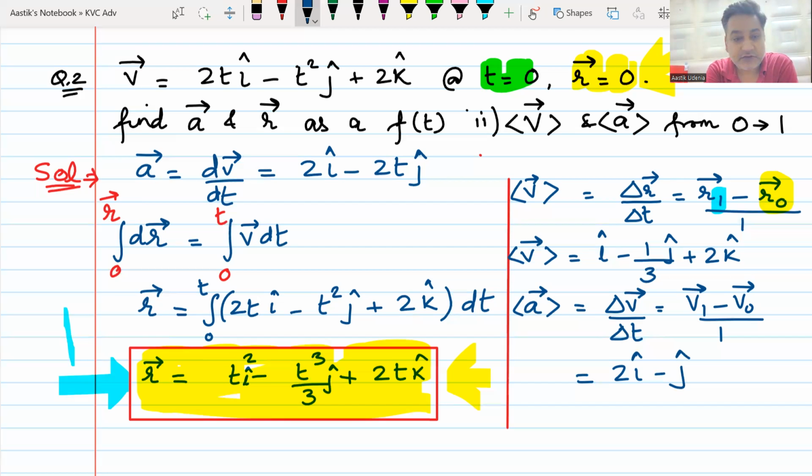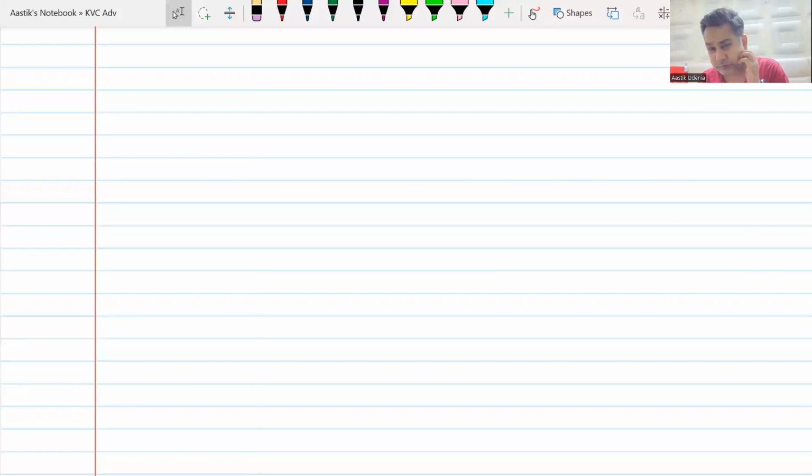How do I find out speed, or how do I find out the distance traveled? To find out speed, just find out the magnitude of velocity. How do I find the distance traveled from there? Now remember, to find out the distance traveled, there's only one way that you can do this. And I will just give it as a note.